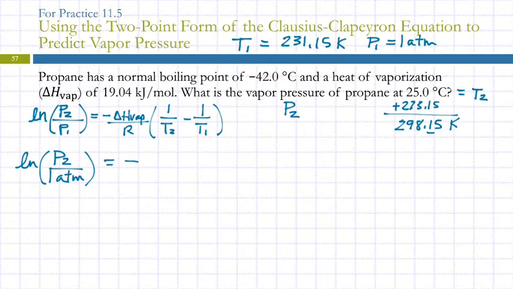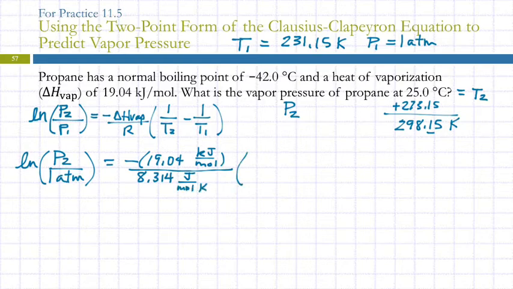Equals negative heat of vaporization, 19.04 kilojoules per mole, over R, 8.314 joules per mole Kelvin, times the quantity 1 over, we need T2 first, it's 298.15 Kelvin, minus 231.15 Kelvin.